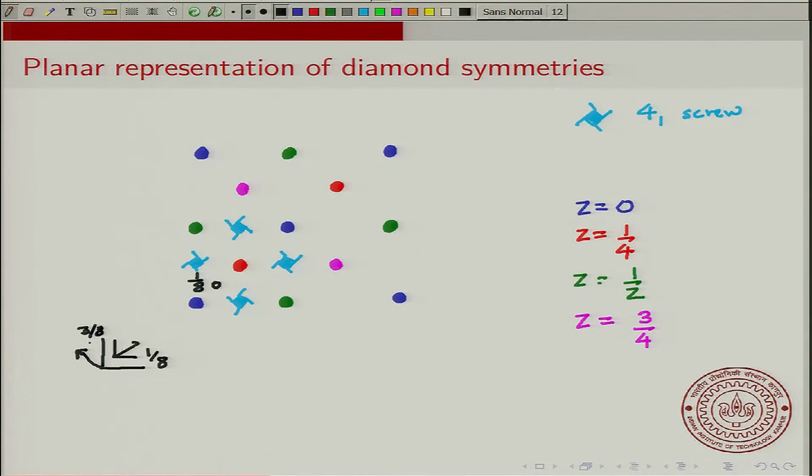Okay. Now, you can also show symmetry elements on the other parts of the diamond. Just as this same symmetry element would also be here. Similarly, this symmetry element will be here. And so on. You can just complete the whole.